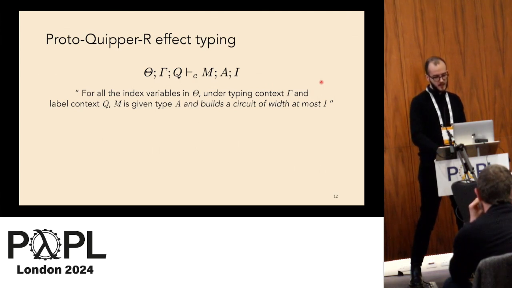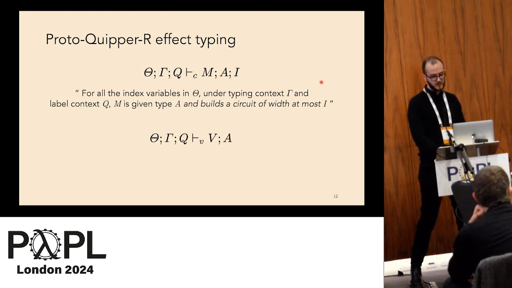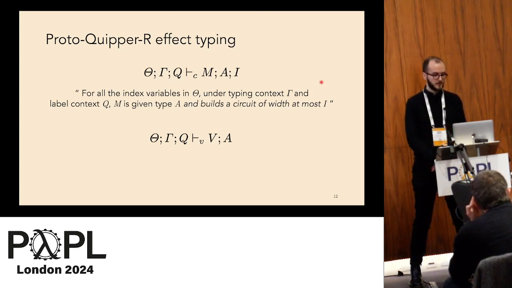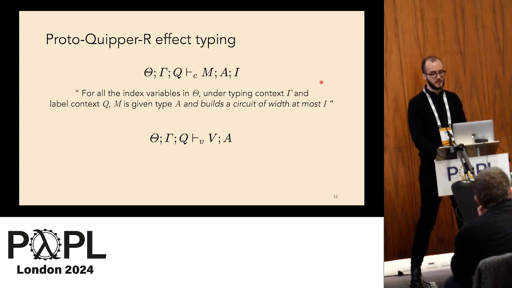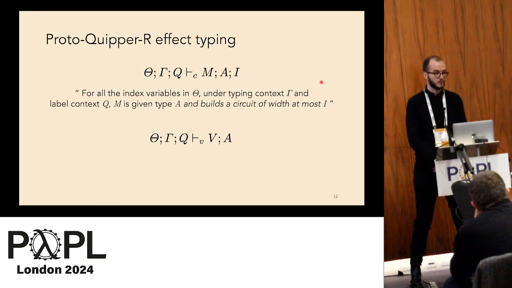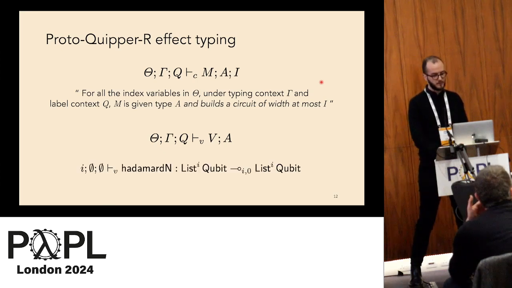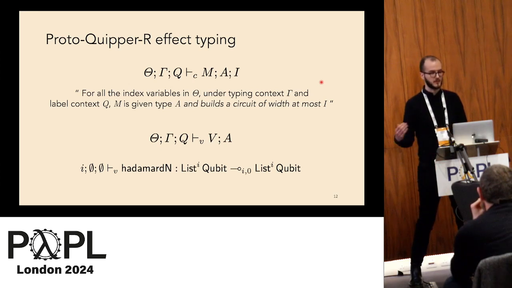We have a similar judgment for values, which however are effectless. And here the universal quantification over the index variables in theta allows us to regain some form of dependency. Because if we write something like this, we can basically express that the function Hadamard n that we saw earlier has type for all I, from list I of qubit to list I of qubit, building a circuit of width at most I.